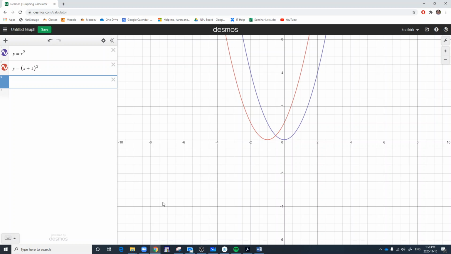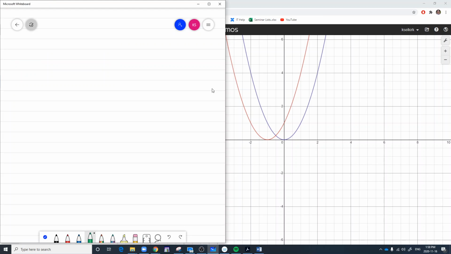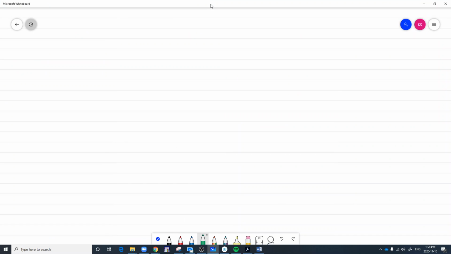Well, if we look at it from a table of values point of view, and if I look at y equals x squared, I'm going to choose values of x and solve for y. When I plug in negative 2, y is 4. When I plug in negative 1, y is 1. When I plug in 0, 0, 1, 1, 2, 4.